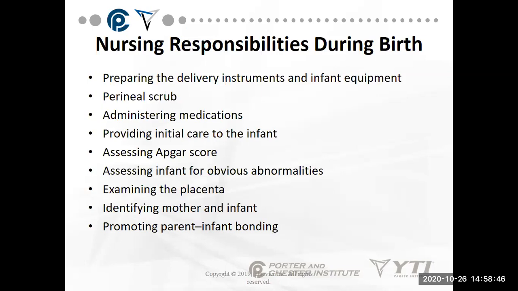So nursing responsibility during birth, again, you're going to prepare all the instruments, and excuse me, you're going to be preparing and getting all the medications and everything else. Again, assessing the APGAR score, which we'll go over later, assessing the infant for obvious abnormalities, examining the placenta, which we'll go over later, identifying the mother and the infant, and promoting parent and infant bonding.